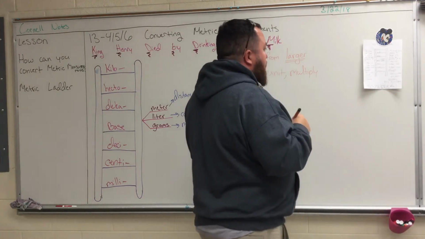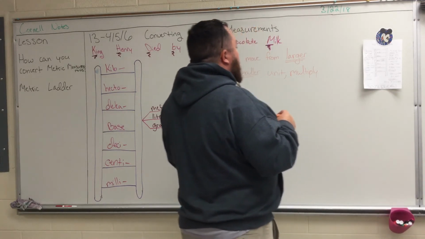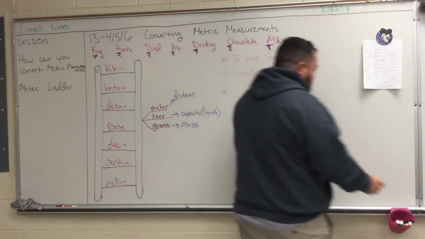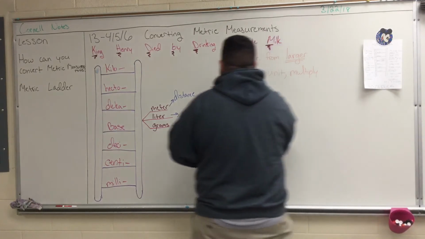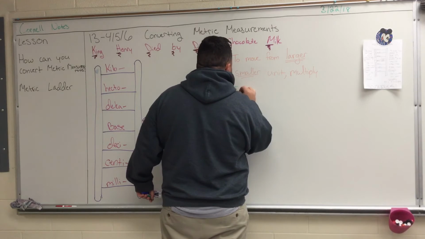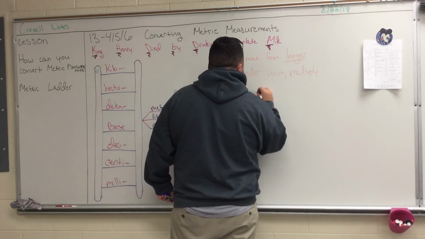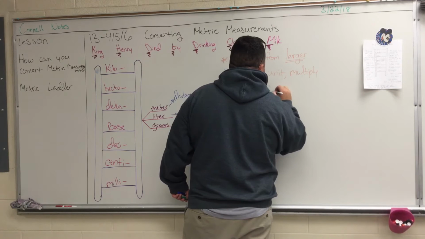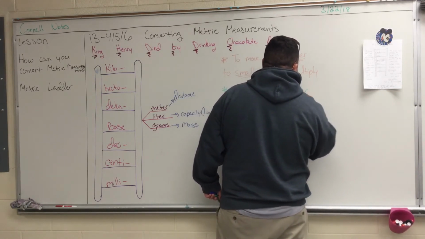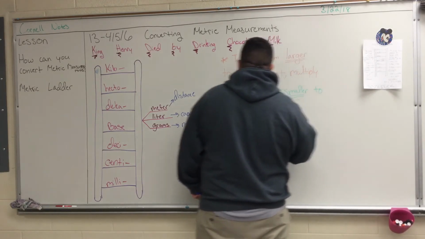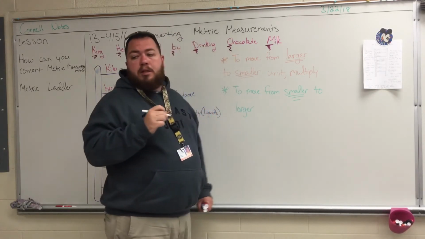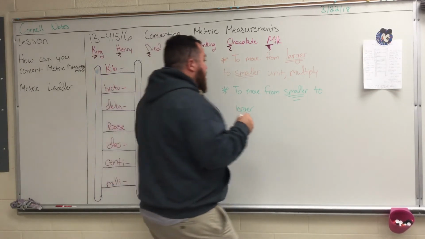Okay? So if we multiply, what do we do when we move from, and let me do this in a different color. Go green. To move from a smaller unit to a larger unit, you do what? What do we do, Mikkel? Divide.